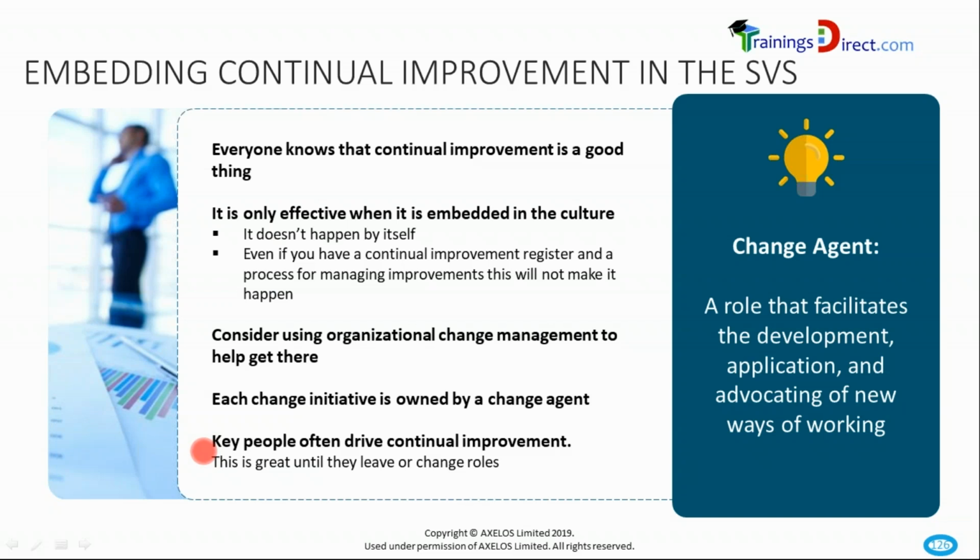Key people often drive continual improvement, meaning the change agents. This is great until they leave or change roles. Generally, we need key people to drive the continual improvements, but what happens when they leave? If there are no successors to them, then the improvements will stop happening or will not be done properly.